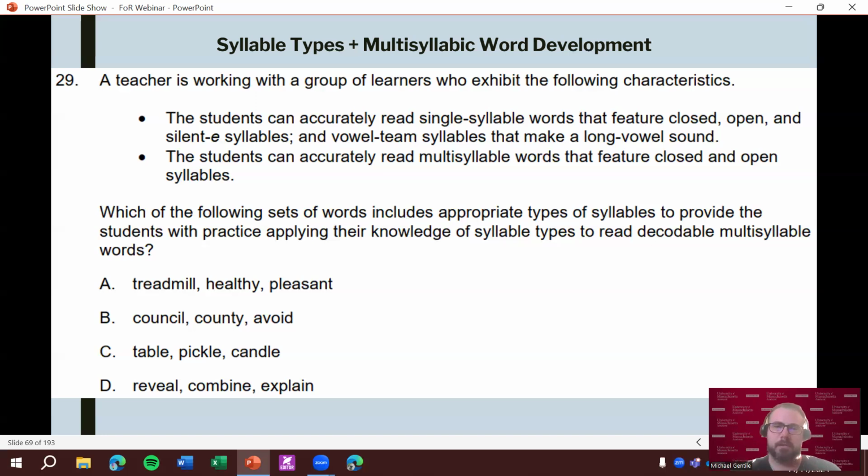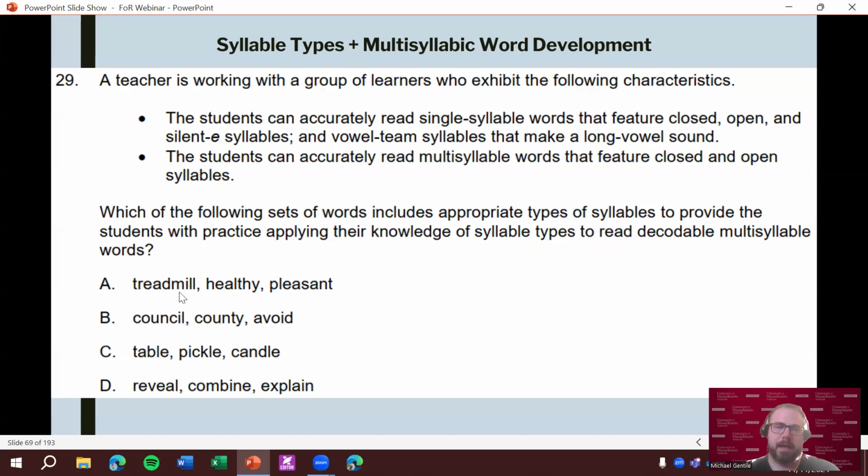Now, we already know that the student in the second bullet point can read closed and open syllable multisyllable words, so we don't need to worry about those anymore. These answers don't try to trick you with any of that, so we don't need to worry about this bullet point at all. So the question is, which of these lists of words, this is recognizing syllable types, contain silent E syllables and vowel team syllables that make a long vowel sound?